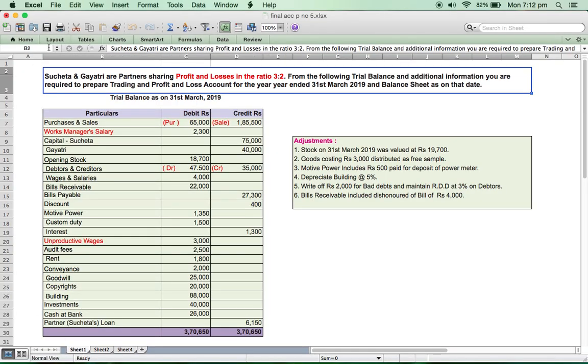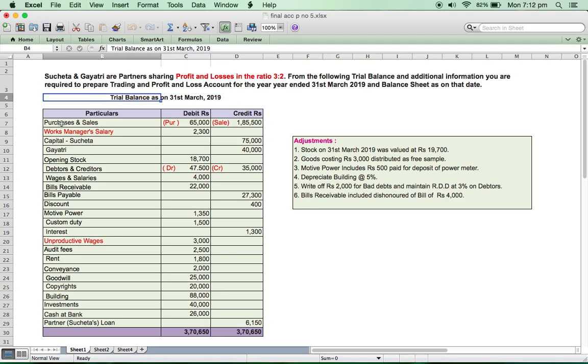Let's see the problem. Sucheta and Gayatri are partners sharing profits and losses in the ratio 3:2. So 3:2 is their profit sharing ratio in which they are going to share the net profit. Now the trial balance is given.